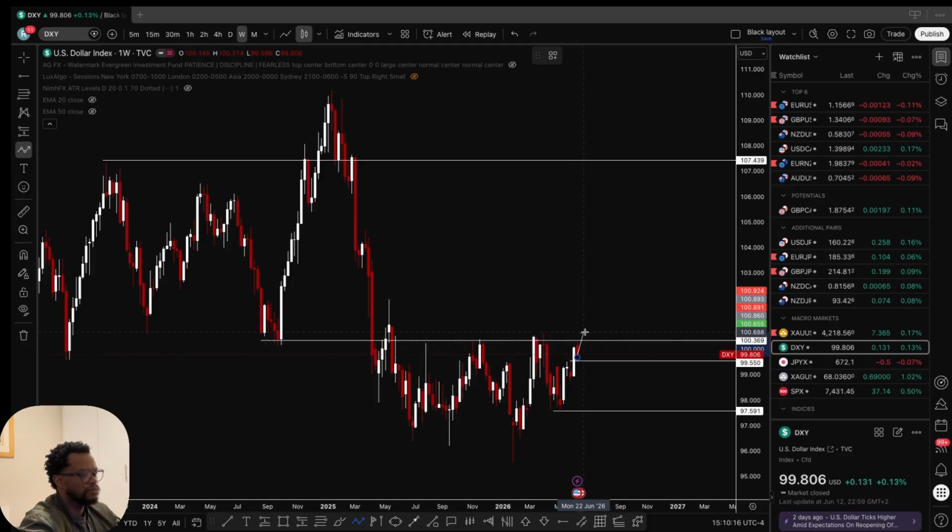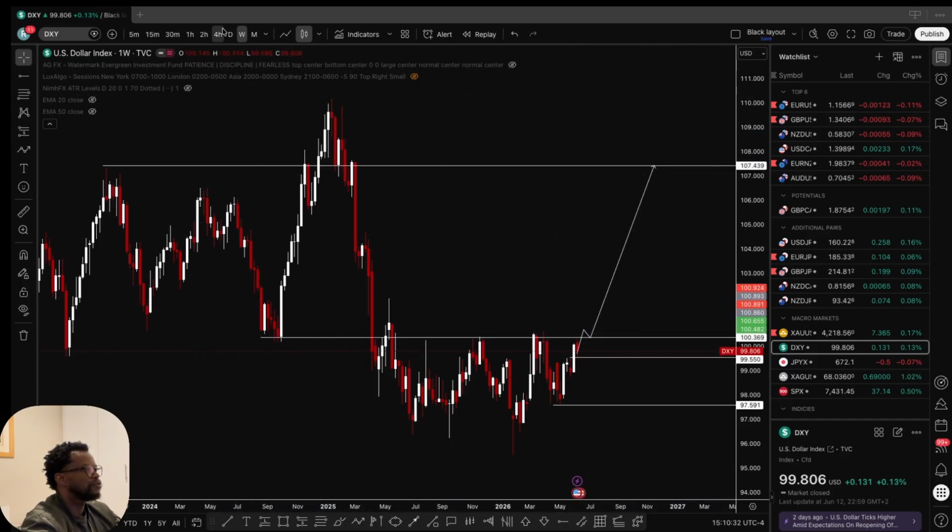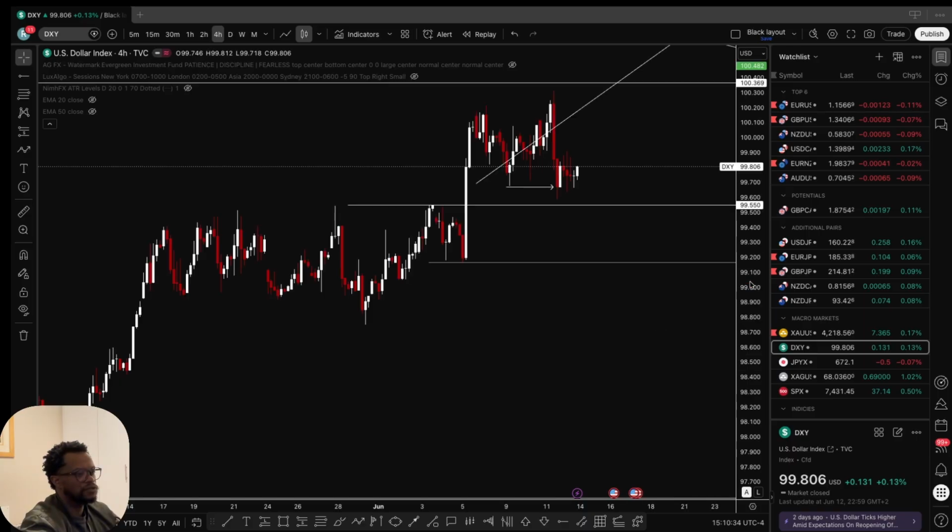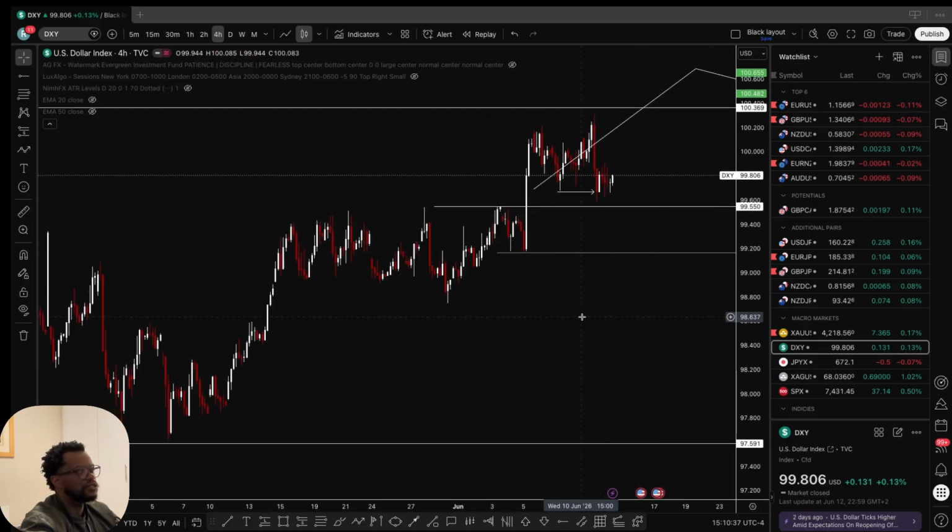103.62. If we can pierce it, we can start to see DXY interact with these, because there isn't any major resistance on the left hand side. If we break this low, this high, this resistance zone. So it's quite an interesting one to look at coming into next week. See if we can finally break that.